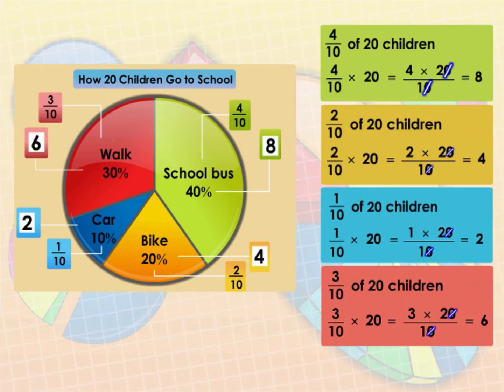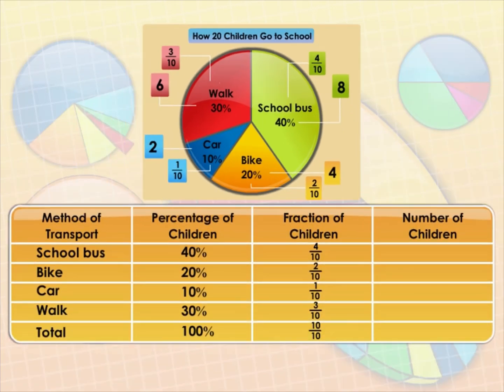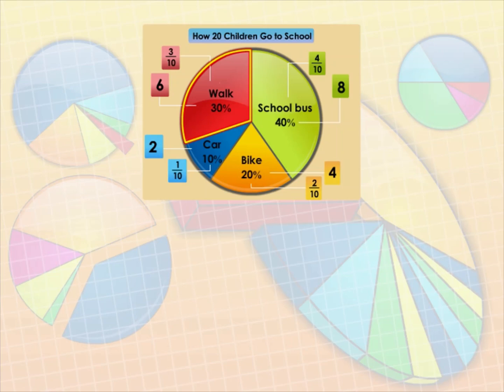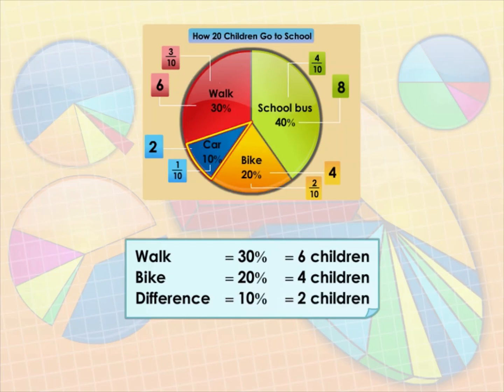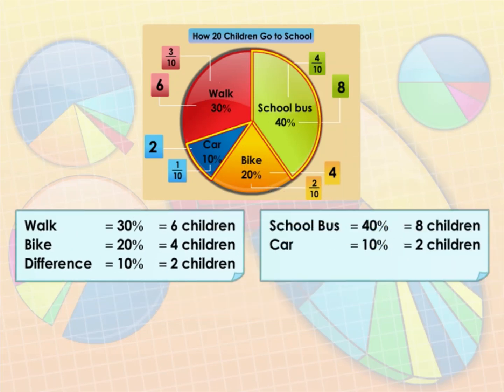Now check if these numbers total up to 20. 8 plus 4 plus 2 plus 6 equals 20. Yes, the answer is correct. How would you compare the number of children who walk to school and those who cycle? 10%, or 2 more children walk to school than those who cycle. How many times as large as the number going by car is the number going by school bus? It is 4 times as large.